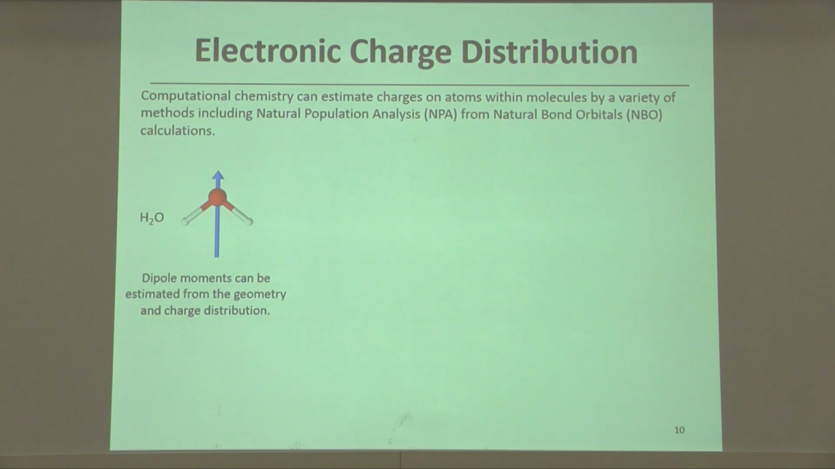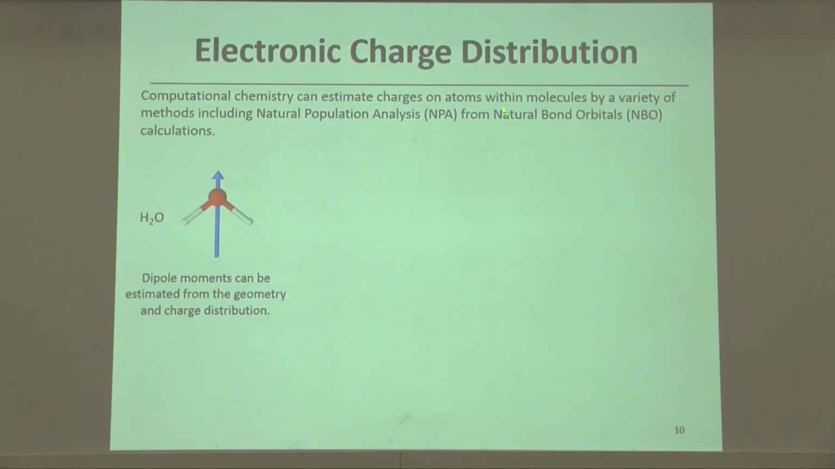So I want to change gears a little bit and move away from looking at the atomic and molecular orbitals of these molecules and look at another simple and fundamental concept that computational chemistry can help us analyze, and that's the charge distribution in some molecules. And we'll start with a simple case like water, and we'll look at a few ways that we can represent the charge distribution in that molecule.